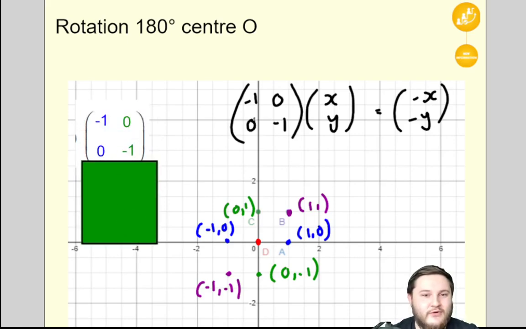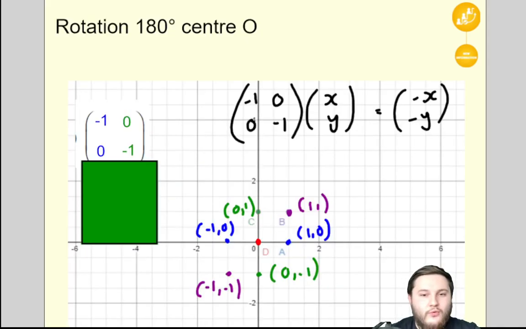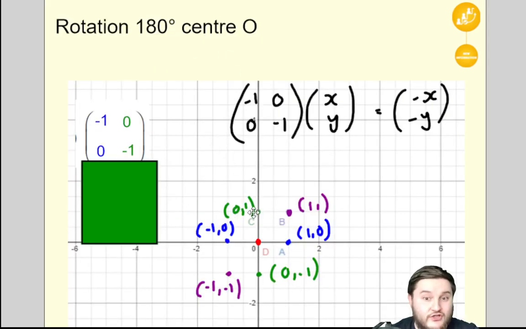minus 1, 0, 0, minus 1. This is not to be confused with the reflection in the line y equals minus x, even though they give very similar shapes. You can clearly see here that the green point translates to here in the reflection y equals minus x, but in the rotation the green point goes from here to here, so it's not exactly the same.